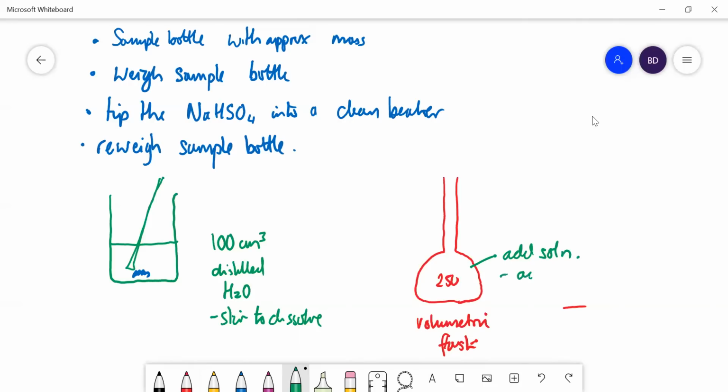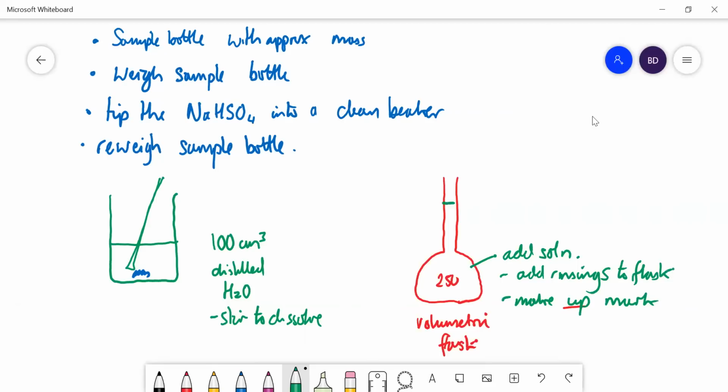Then you're going to add rinsings. So you rinse the empty beaker, which will have little bits of liquid, tiny. You add rinsings to this flask. And then you're going to make up to 250, make up to the mark with distilled water, little markers there.